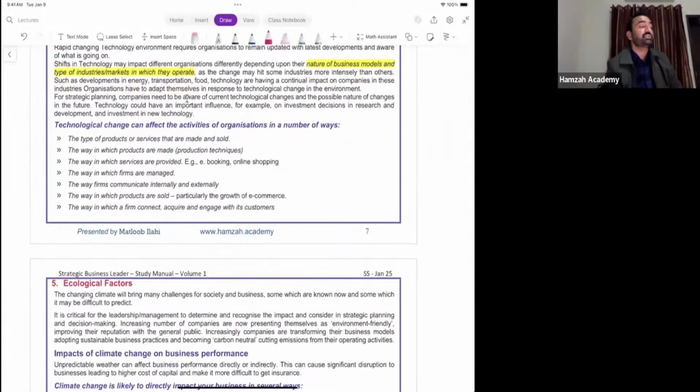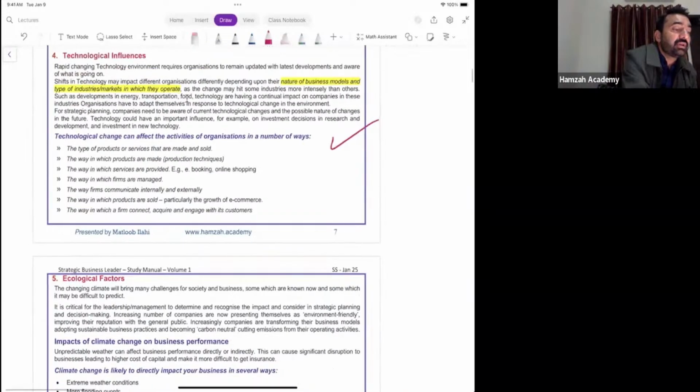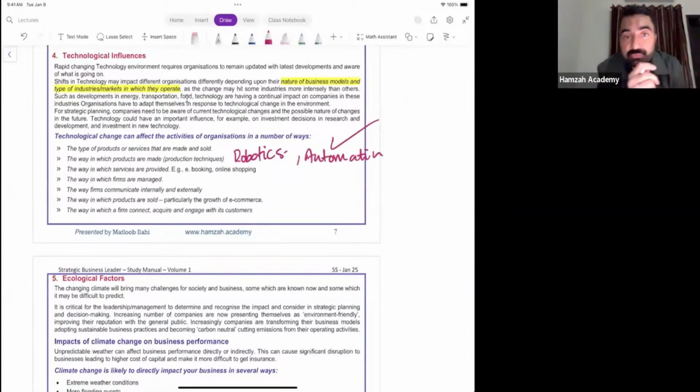Technological change can affect the activities of the organization, the type of products or services that are made and sold, and how technology can be used in those products. It also affects the way in which products are made, for example, production techniques such as the use of robotics or more automated processes, the use of automation. Similarly, the way in which services are provided, for example, bookings and online shopping, the way in which firms are managed, and the way firms communicate internally and externally.